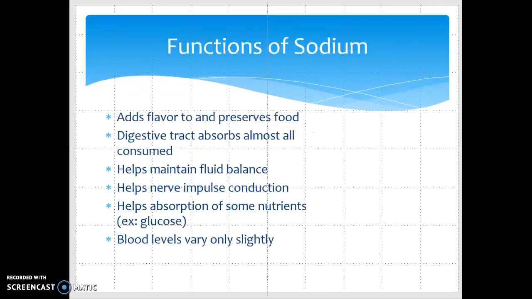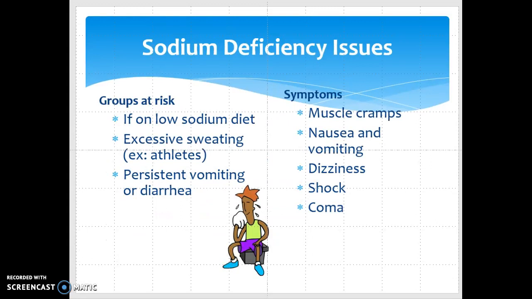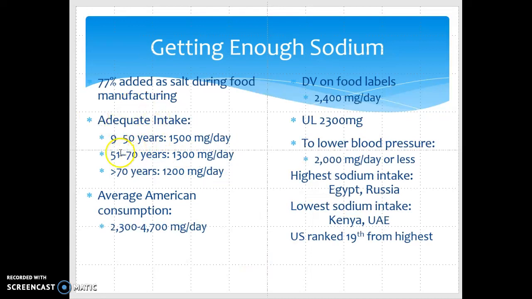So for sodium, then the question was about its functions besides just flavoring food. It also helps with our fluid balance, our nerve impulse conduction, and it helps with absorption of certain nutrients. If we have a deficiency, we might have cramping or vomiting or dizziness. On our last slide, we talked about hyponatremia, having too little sodium, and it can cause dizziness and vomiting. So we have to make sure we don't get too low in sodium. And then, of course, getting enough sodium. So how much do we need? We just talked about that.